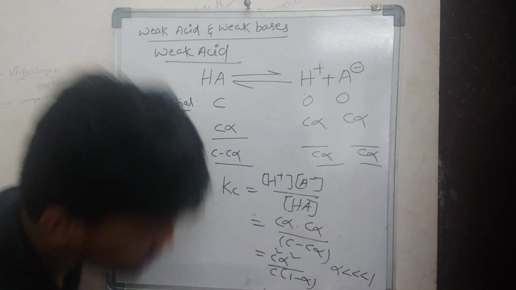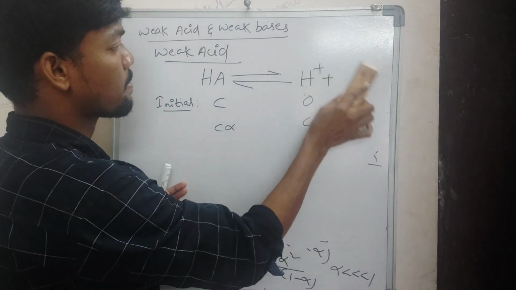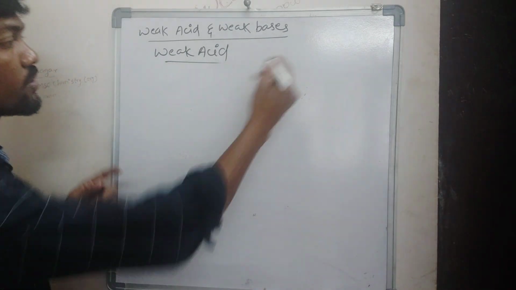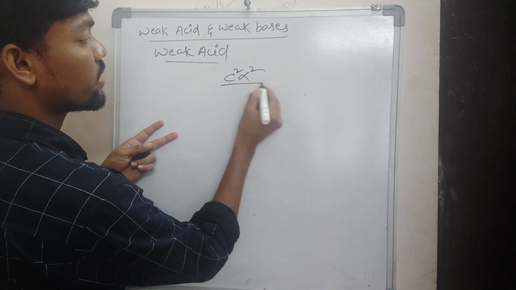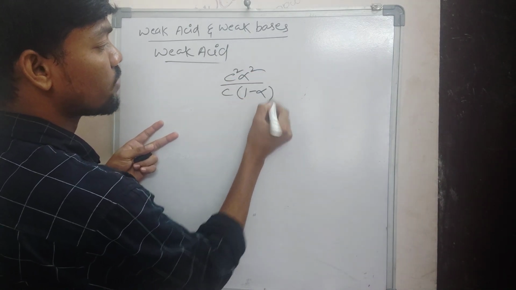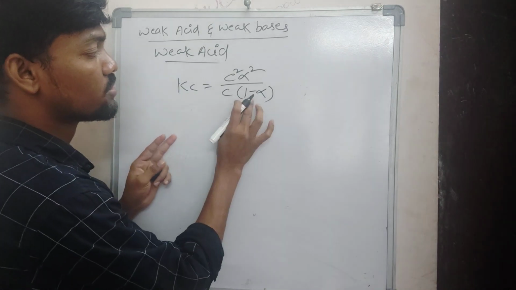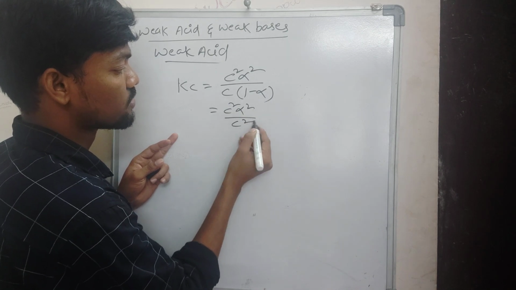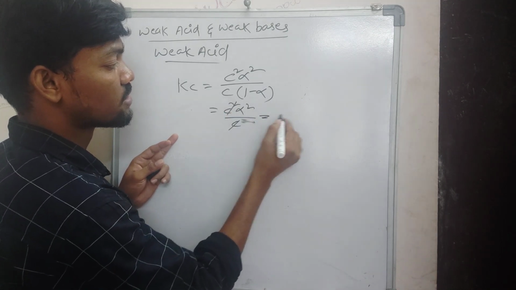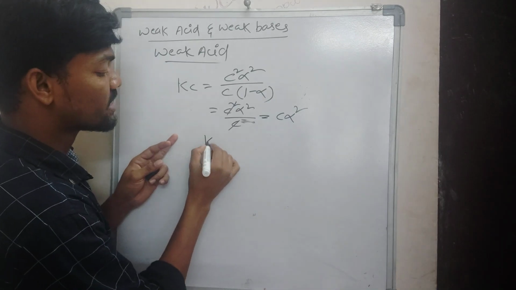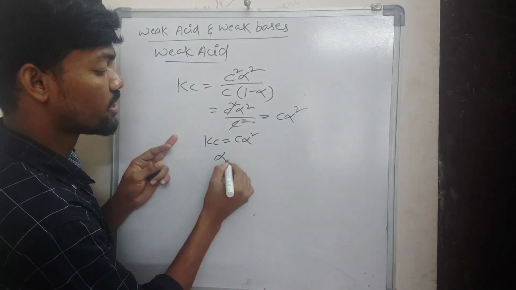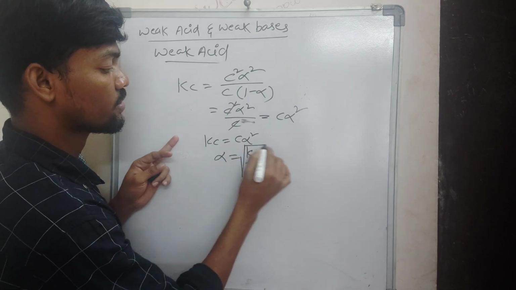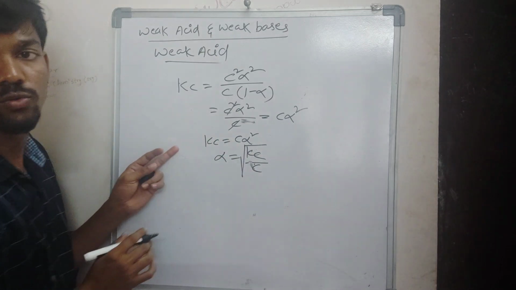So what happened next? What did you get? C square alpha square by C into 1 minus alpha. What is this? The Kc value. How can you find it? The alpha value will be negligible in the denominator. So finally, one C cancels, and C alpha square is the answer. Suppose Kc is equal to C alpha square. You can find alpha is equal to root of Kc by C. The alpha value you can find out like this.